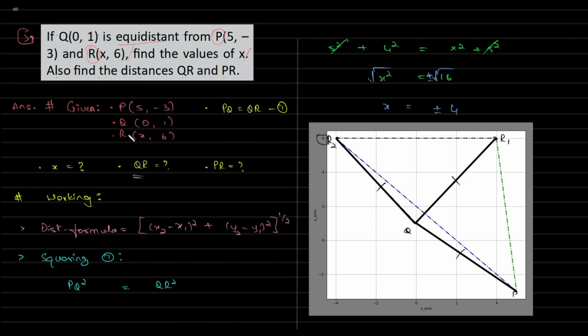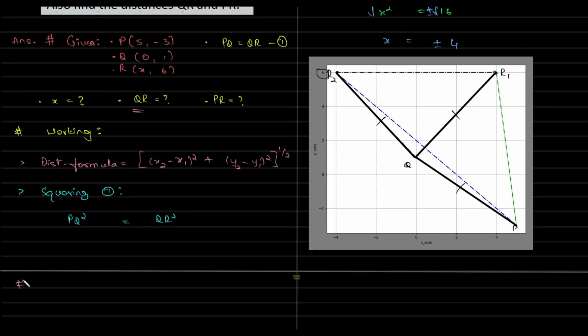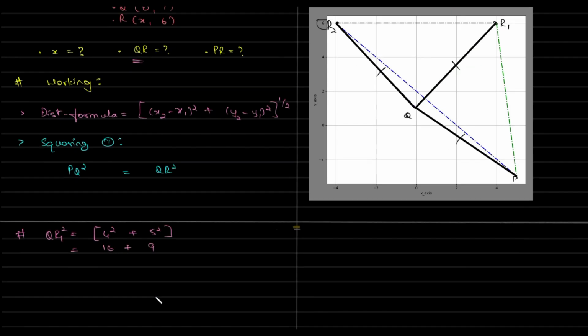So the next part is finding QR. There are two R's, so we have to find both. We are finding QR1 square, which is equal to: Q is 0 minus R1 is 4, so 4 square plus 5 square. This will be 16 plus 25, which is 41. So QR1 is equal to square root of 41 units.